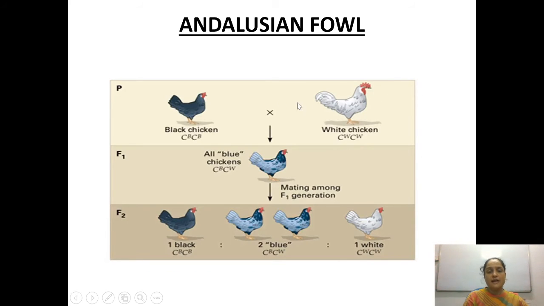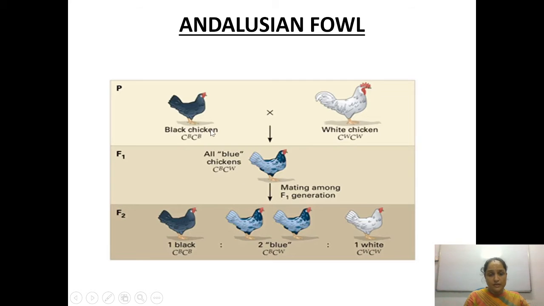This is another example of Andalusian fowl. Here this is a black chicken, this is a white chicken, and here is a cross between these two. Actually, as per the poultry farmers, these two are a waste for them, so they don't want to get a black chicken and a white chicken, because in the market there is a value for blue chickens, but for getting the blue chickens they have to make a cross between the black and the white.